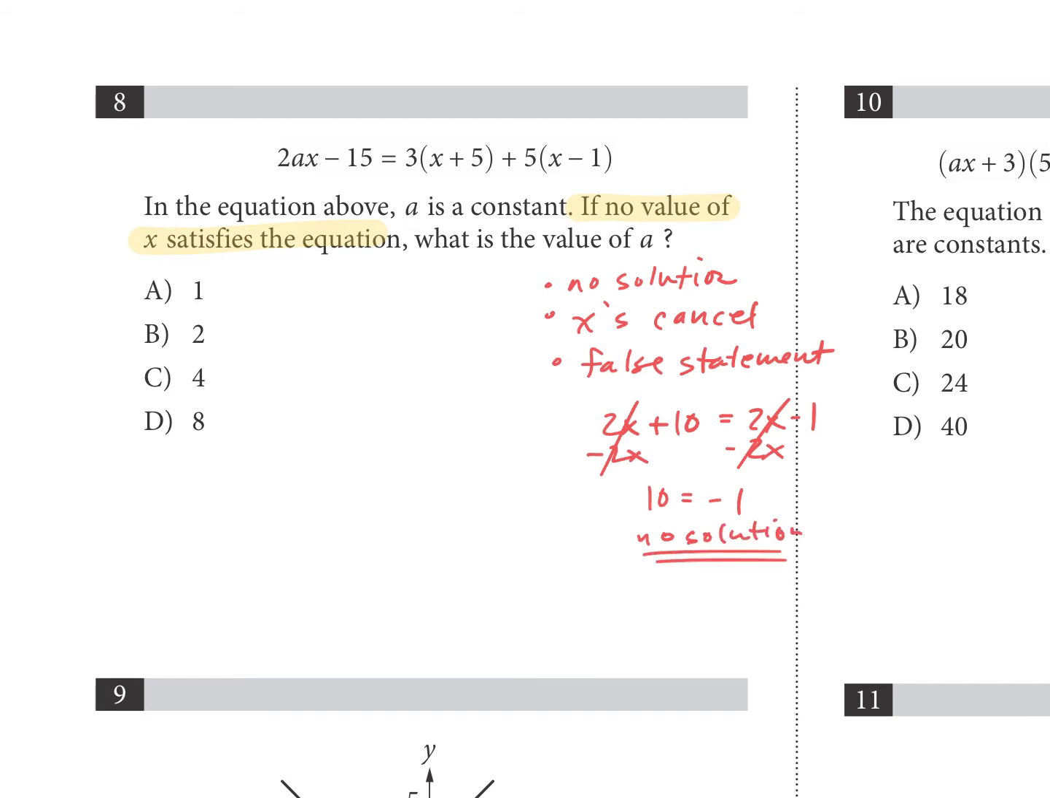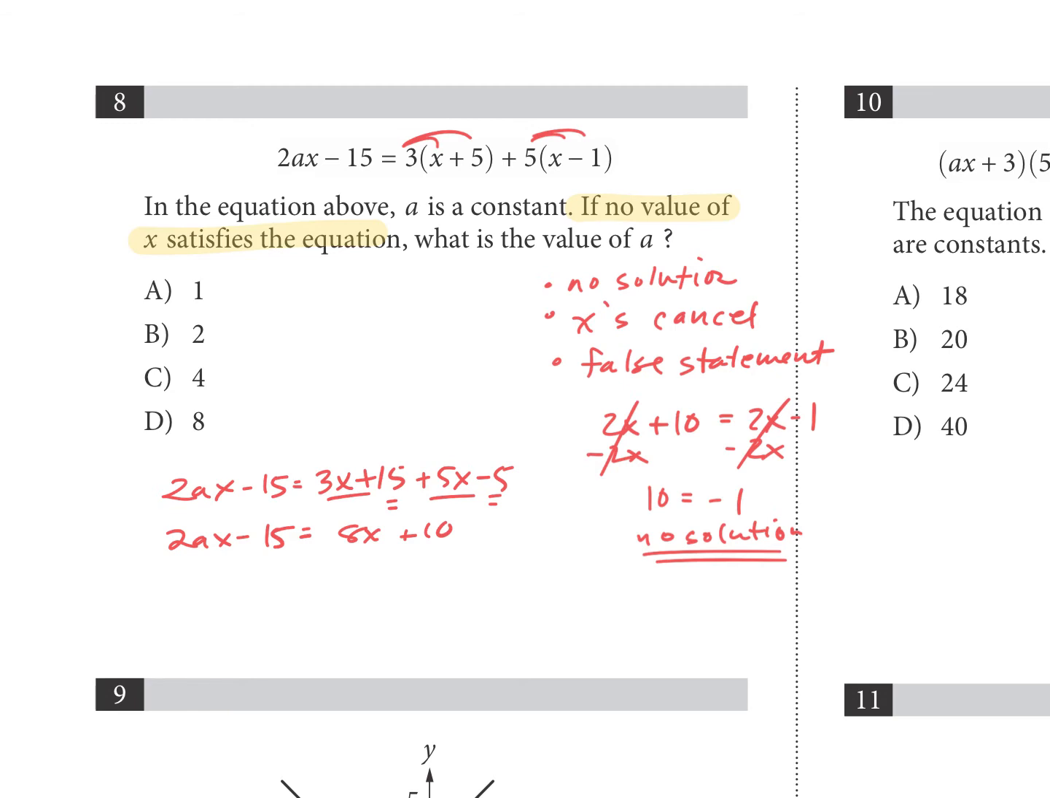So I'm trying to see what makes that happen here. If I take 2ax minus 15 equals, I'm just going to distribute before I rewrite it. So 3x plus 15, and 5 in there, I get 5x minus 5 plus 5x minus 5. So again, 2ax minus 15. I'm going to combine like terms. I get 8x plus 10.